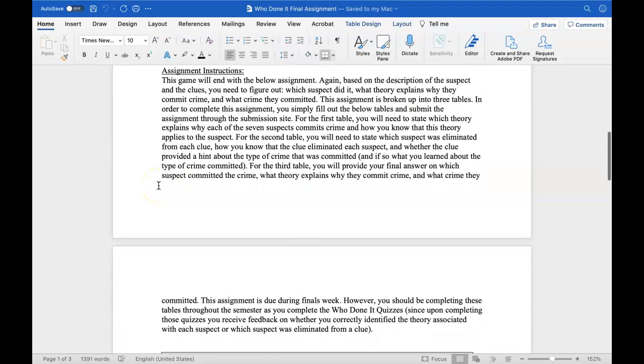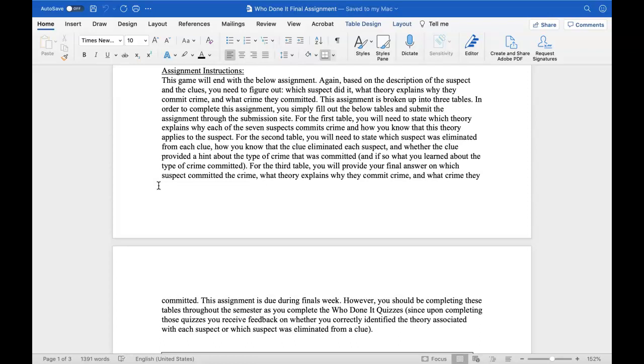So, of course, the whole objective of the game that we talked about is figuring out which suspect did it, why they did it, and what they actually did, like what crime was actually committed. So here's where those clues for the second half of the semester really come in handy, because you are going to be eliminating suspects based on what is presented to you.